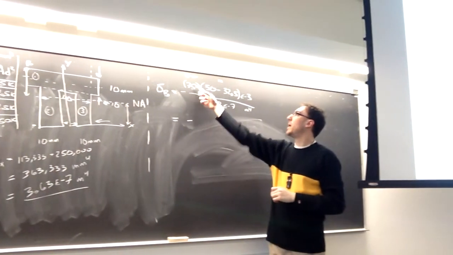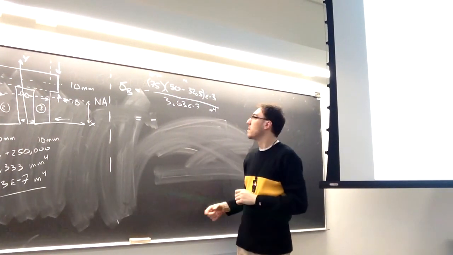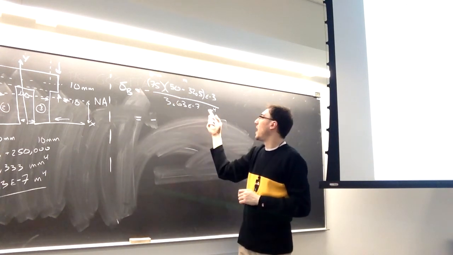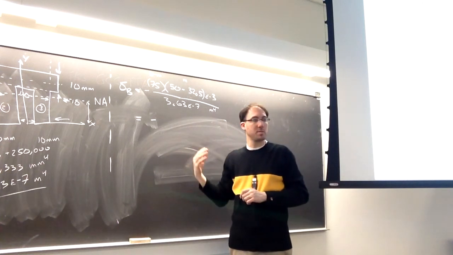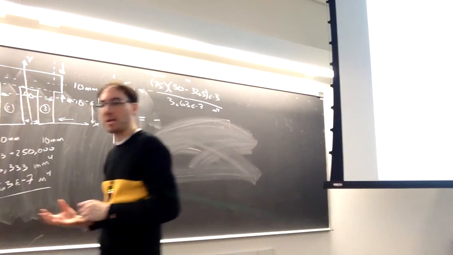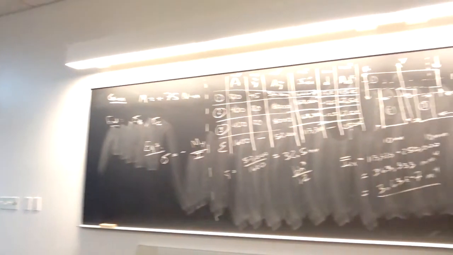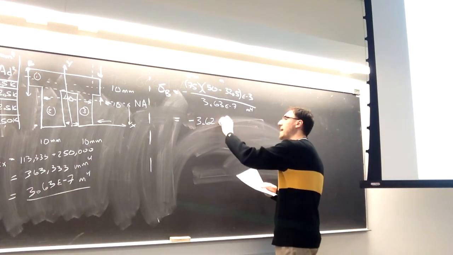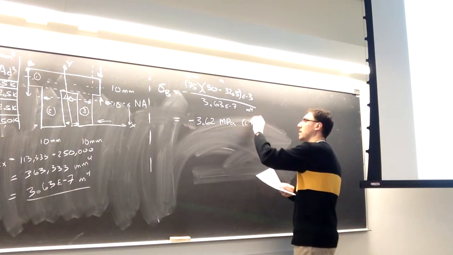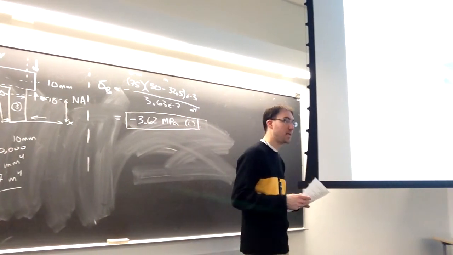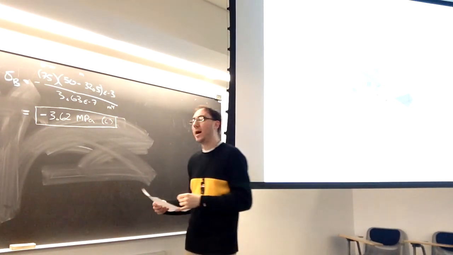We have a negative, a positive, and a positive, so we're going to get a negative value here. When we work this all out, we have Newtons times meters squared divided by meters to the fourth, which is going to be Newtons per meter squared, which is a Pascal, which we should expect because it's a stress. So at point B, we're going to get negative 3.62 megapascals. Again, our interpretation for the normal stresses: negative means it's in compression, positive would be tension.